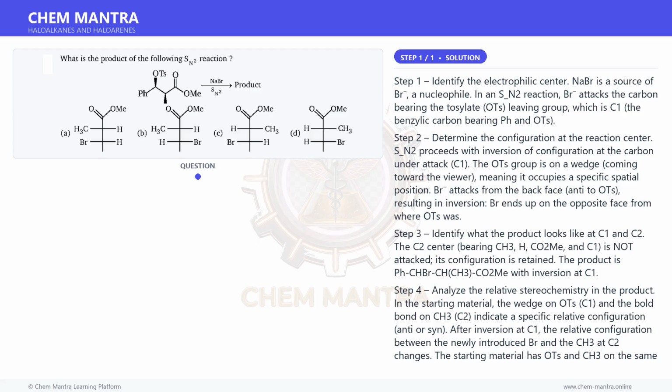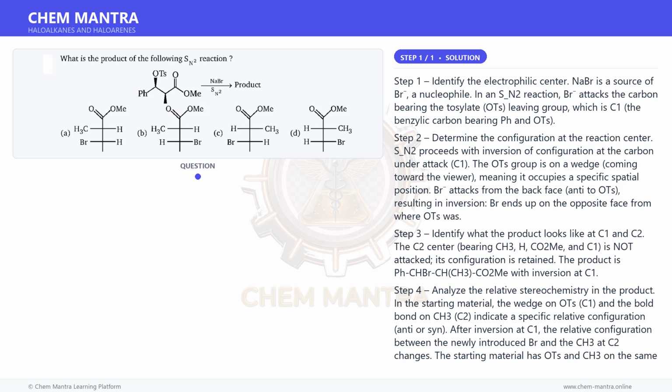NaBr is a source of Br⁻, a nucleophile. In an SN2 reaction, Br⁻ attacks the carbon bearing the tosylate, OTs, leaving group, which is C1, the benzylic carbon bearing Ph and OTs.